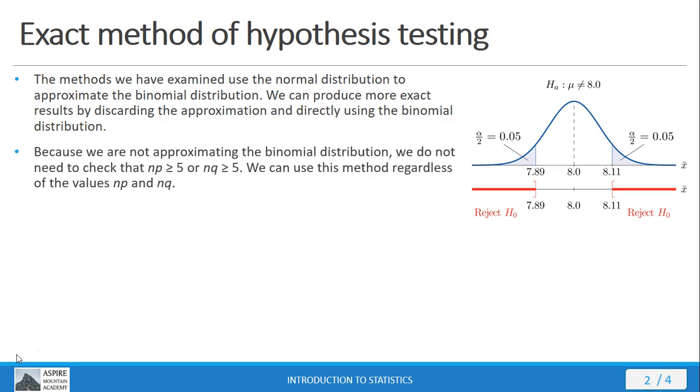Because we're not approximating the binomial distribution, we don't need to check to see if we have at least 5 failures and at least 5 successes. This was an assumption that we made because we were approximating the binomial distribution. We're not approximating anymore when we use the exact method, and therefore it doesn't matter what those values of successes and failures are. We can use the binomial distribution to resolve our hypothesis test.